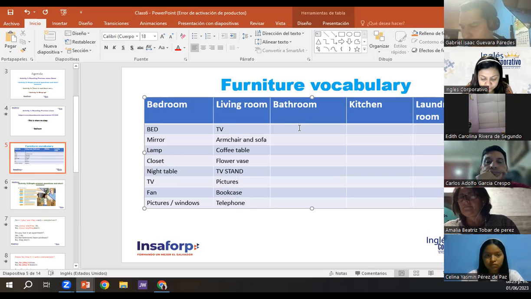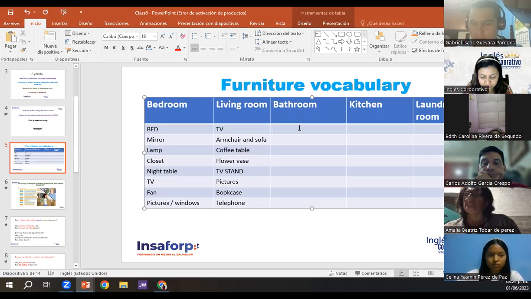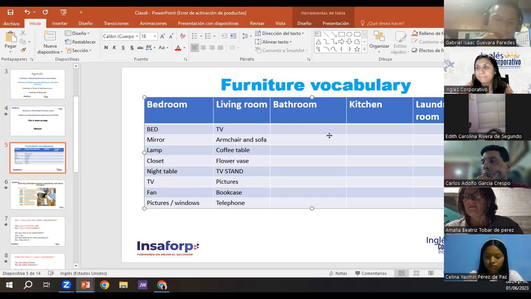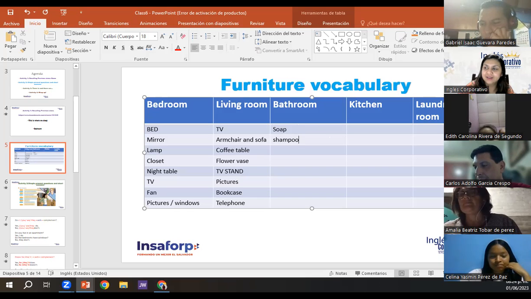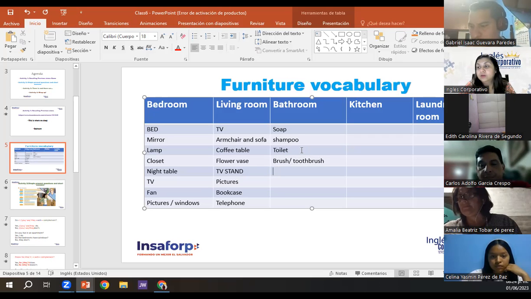I think I need to help someone to connect to the group. Toilet. Paper. Okay, in the bathroom. Soap. Okay. What else? Shampoo. Water. Toilet. Okay, the toilet. Brush. Brush, okay. To be more specific, a toothbrush. A toothbrush. Towel. A towel.